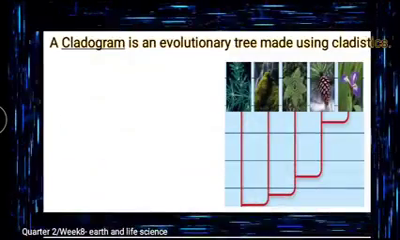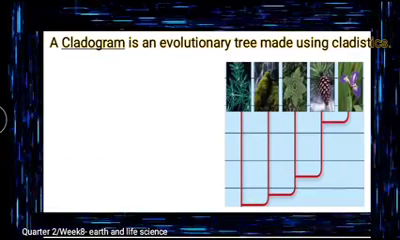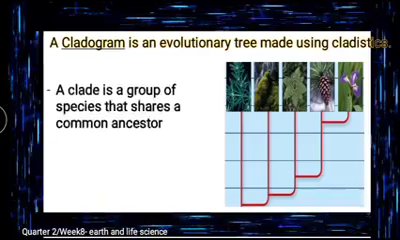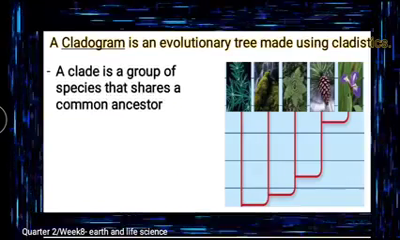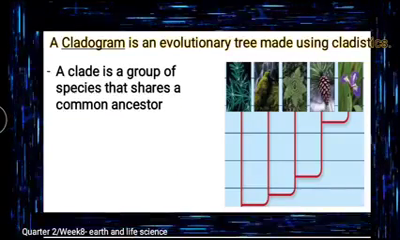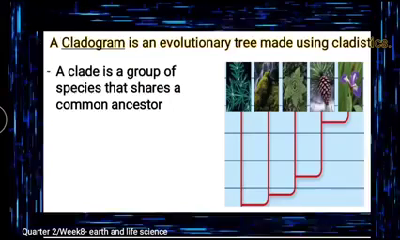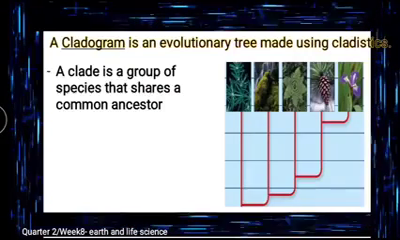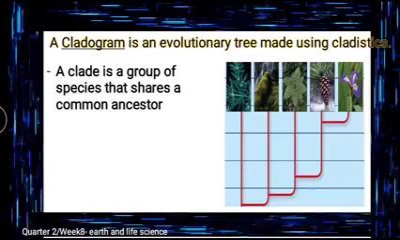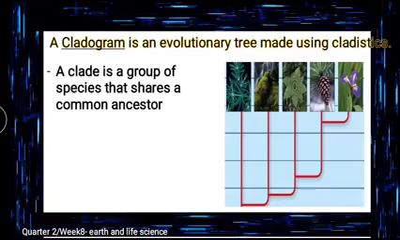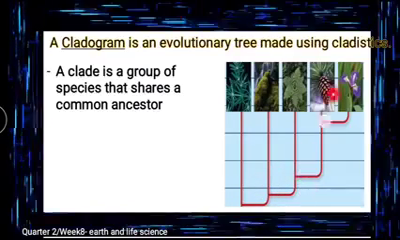A cladogram is an evolutionary tree made using cladistics. A cladogram is a branching tree. So, a clade is a group of species that shares a common ancestor. So, clade is referring to these parts, okay?